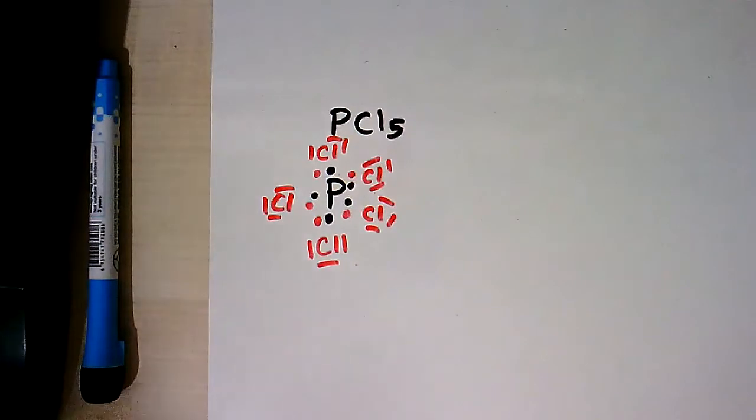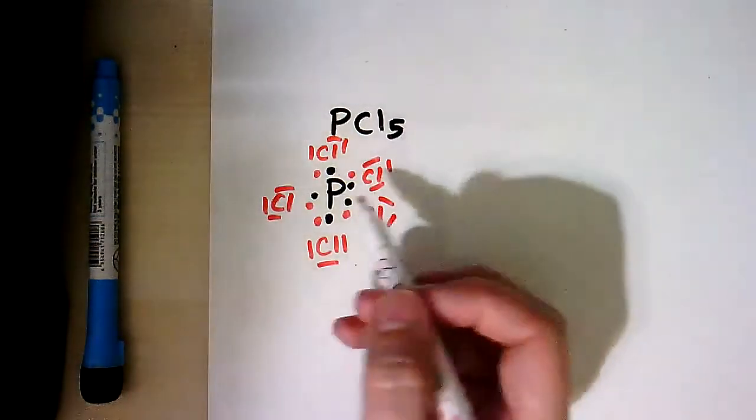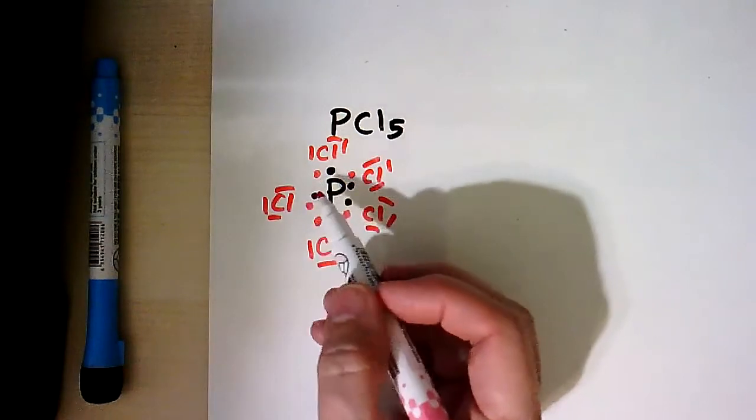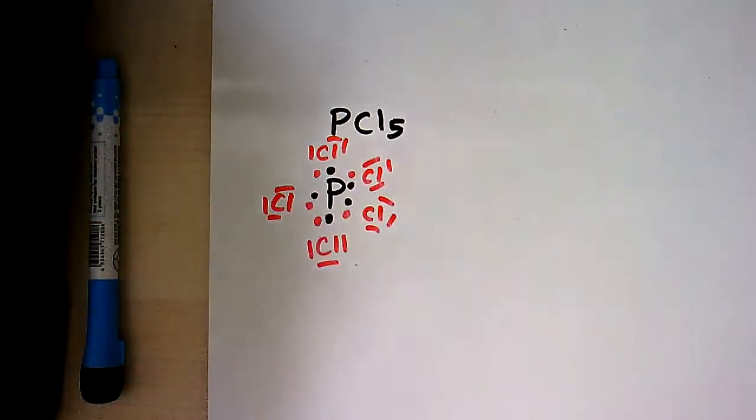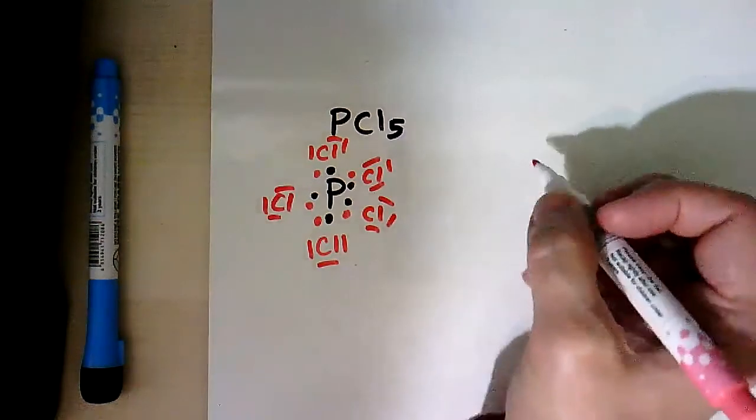But what kind of geometry would this represent? Well, since there are 5 electron domains, one for each of the bonds, you ask yourself, what is the furthest apart that 5 electron domains can be from each other? And the answer is that it is trigonal bipyramidal. So let's try to look at that with some perspective.